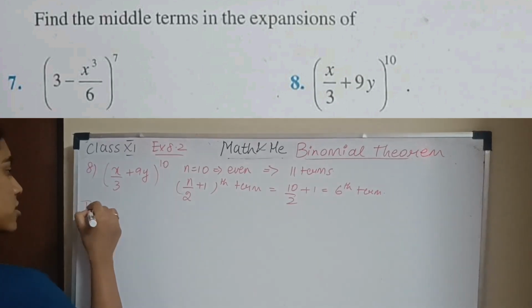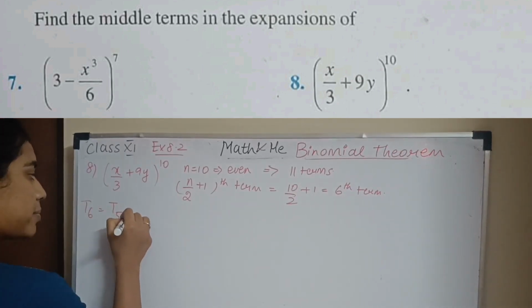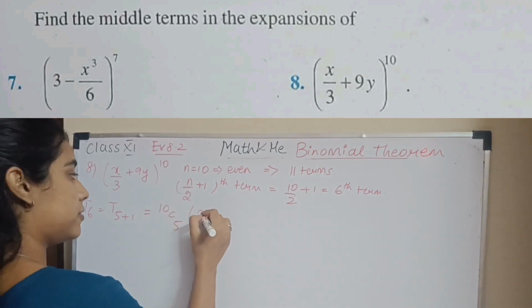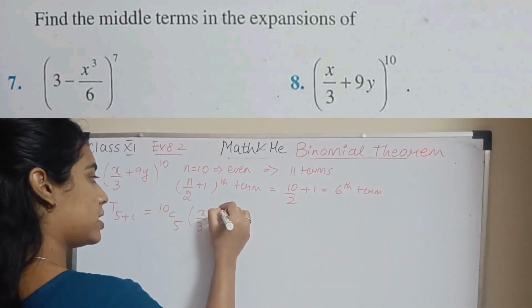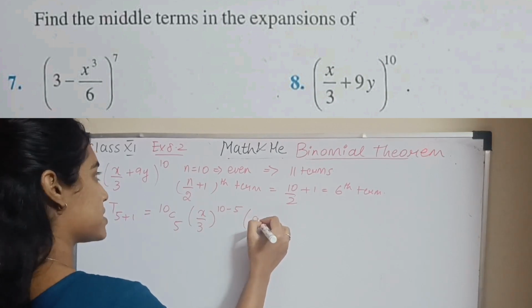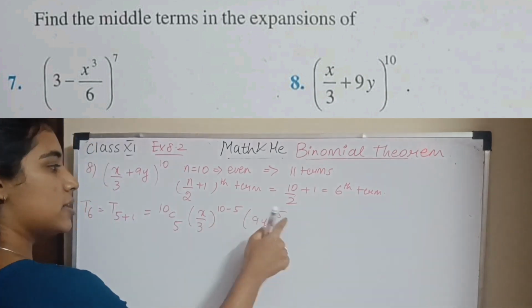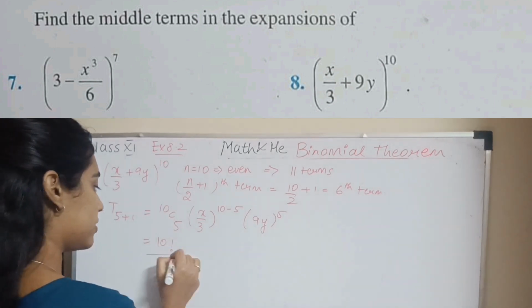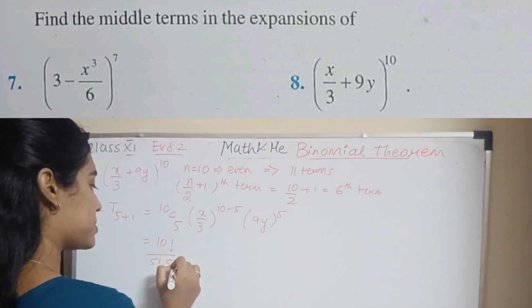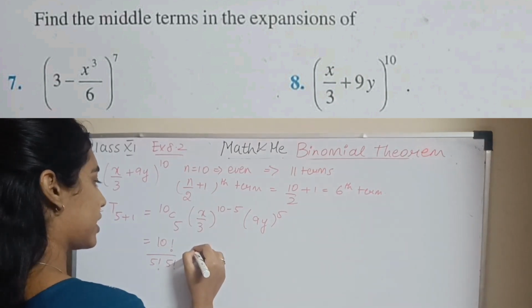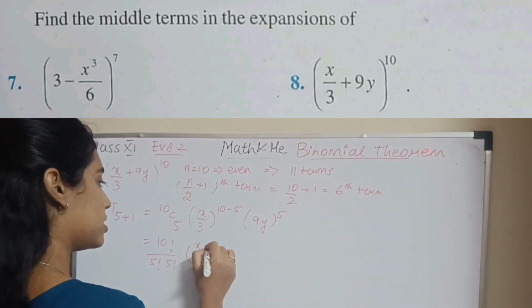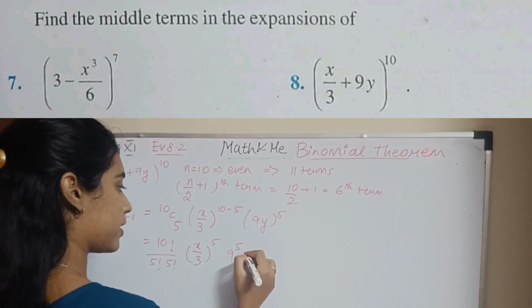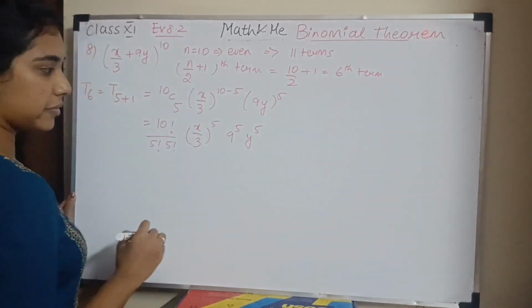So what is my 6th term? It is T(5+1), which is 10C5 of (x/3) to the power 10 minus 5 times (9y) to the power 5. So what do I have? 10C5 is 10 factorial divided by 5 factorial times 5 factorial. Here I have (x/3) the whole power 5. This I can write as 9 to the 5 times y to the 5.